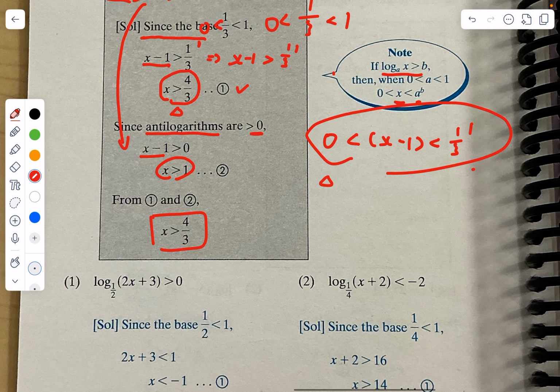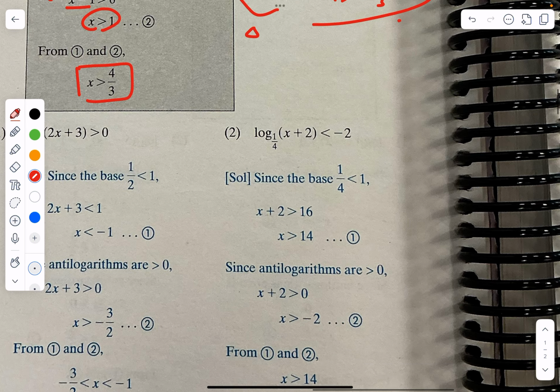As the example over here, let's take a look at question number 2. My base is 1 over 4, which is in between 0 and 1, right? So then I know that it's the reverse relationship over here. So immediately I know that x plus 2 here should be greater than 16. How do you get 16? What's 1 over 4 to the power of negative 2? So that 1 over 4 is here, and that negative 2 is here.